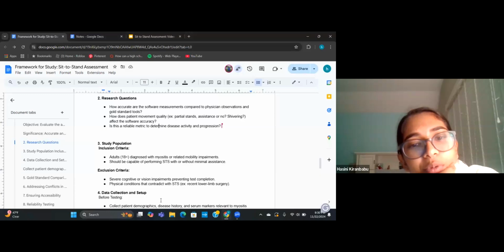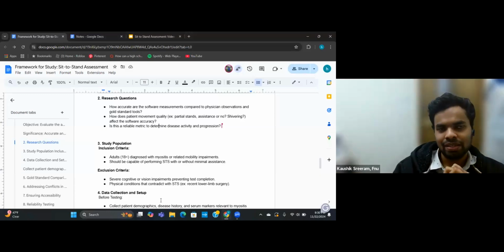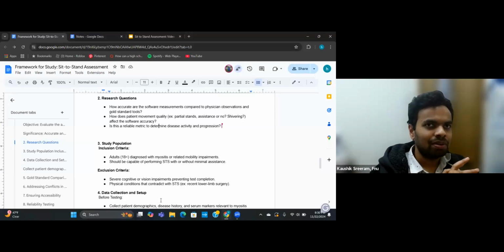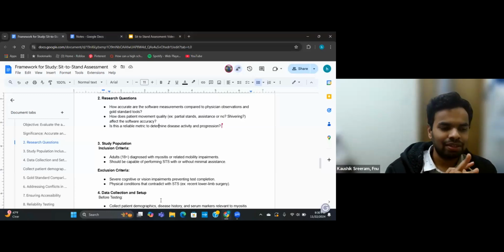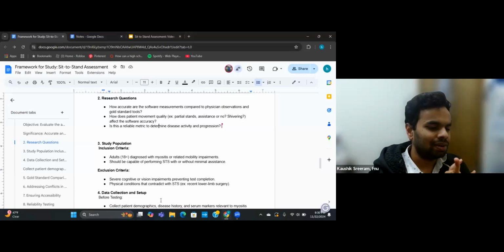I think something like "should be capable of performing STS" is a very broad term. I think it should be specific to what type of people we want in our study and what type of people can provide us with reliable information. Okay, let me ask you this. Think about the best person, the most ideal candidate for you in the study. What does that candidate look like?